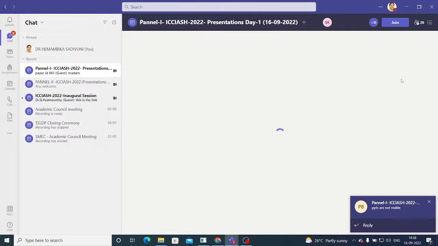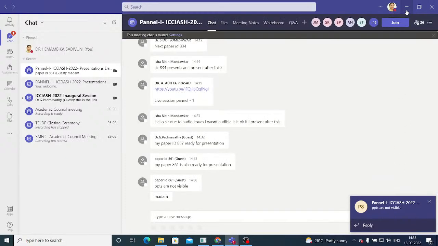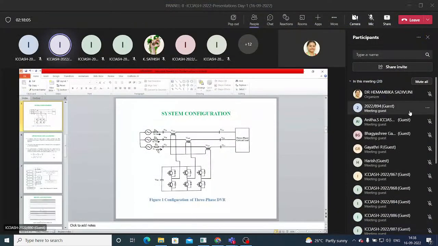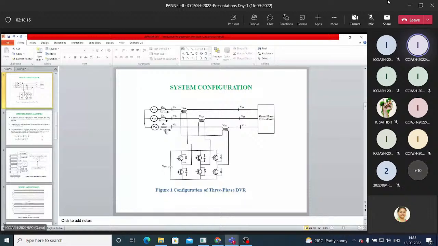This is the system configuration of three-phase DVR. This figure shows the configuration of three-phase DVR, which consists of three single-phase transformers connected in series with the supply voltage, the voltage source inverter, a DC link capacitor, and a filter to filter out the harmonics.